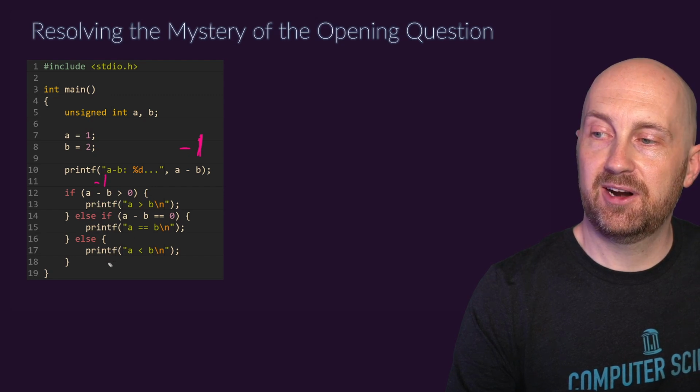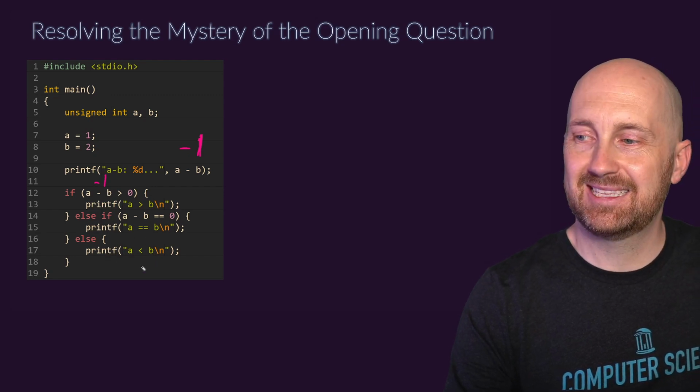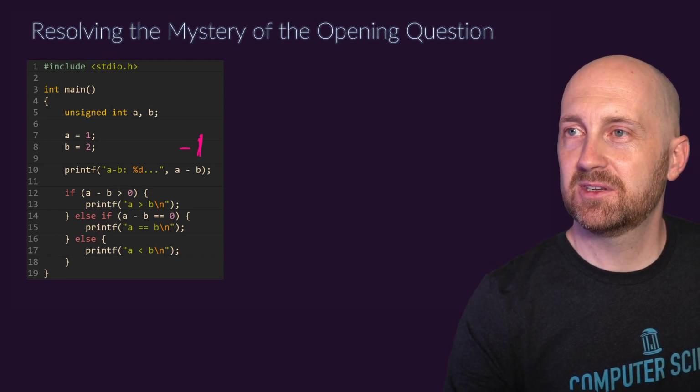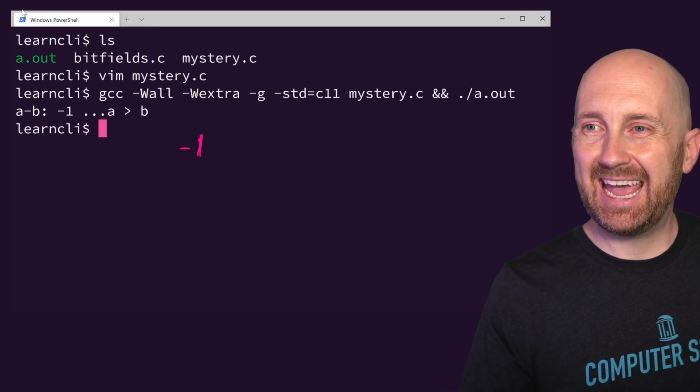-1, and then our else would be the only thing. So we would expect A less than B to be printed here, right? But is that actually what was printed? So let's go back to the output. What was printed was A is greater than B.